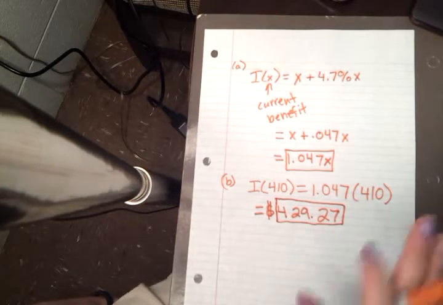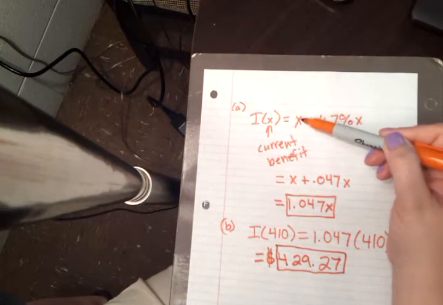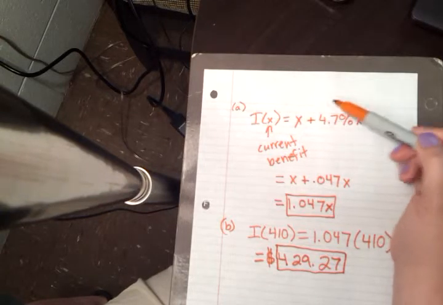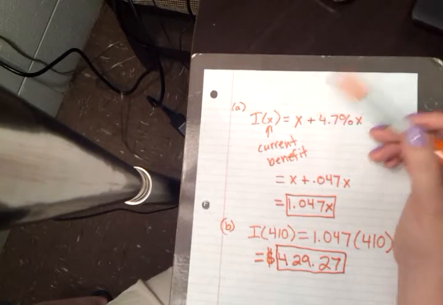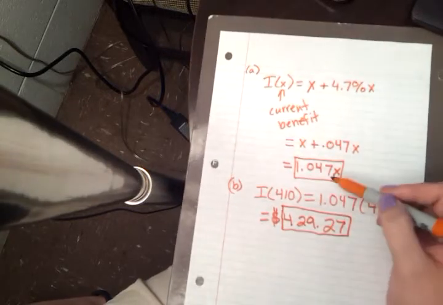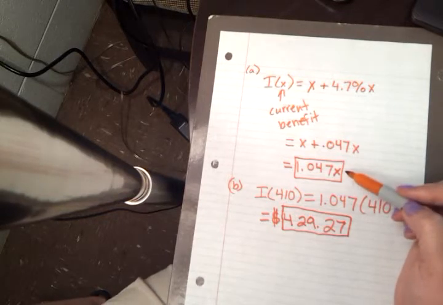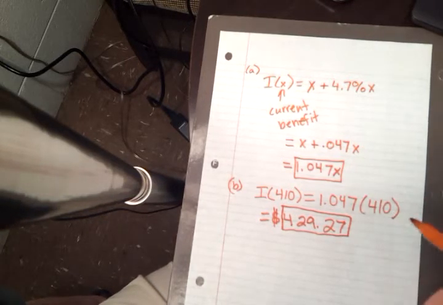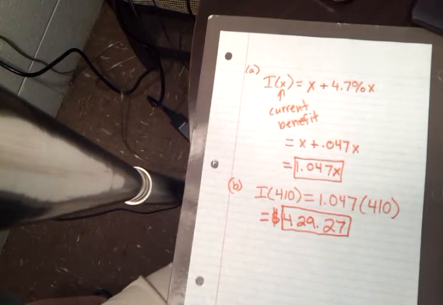So just to go over it again one more time, because the problems might not be exactly the same, so you kind of want to know how to think about it. We are taking their current benefit, which is X, and adding a percentage of their benefit to it as a cost of living increase. So their actual benefit plus 4.7% of their benefit, which is going to give us 1.047x, or 1.047 times their benefit as the function. And for part B, they give us a specific value to plug in for x, and from that we get 429.27. Your numbers may be different, but the process is exactly the same.